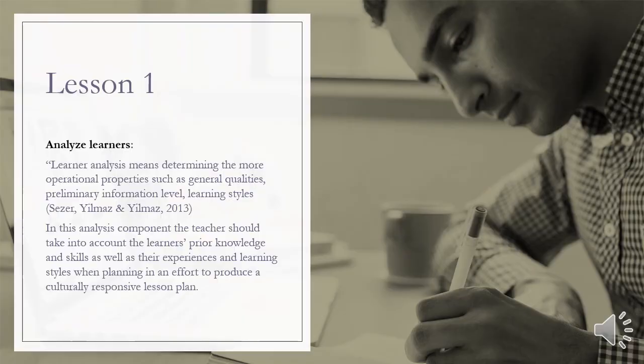Lesson 1, we discuss the step of analyzing the learner. This is the A in Assure. In this component, the teacher should take into account the students' prior knowledge, skills, as well as their experiences and learning styles. When planning, this is in an effort to produce a culturally responsive learning plan. It's hard to create an effective learning strategy when the teacher knows nothing about their students.